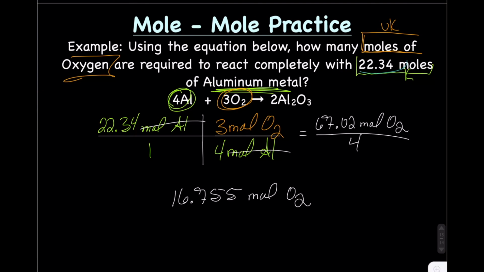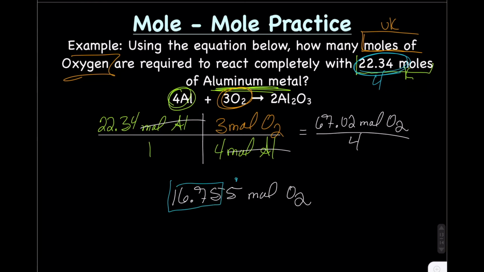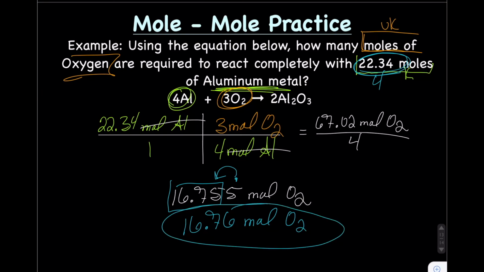So our given is 22.34 moles. We don't use these as sig figs from the balanced equation. So we need, yes, 4 sig figs here. So 1, 2, 3, 4. This 5 rounds the 5 up to a 6. So final answer would be 16.76 moles of O2.